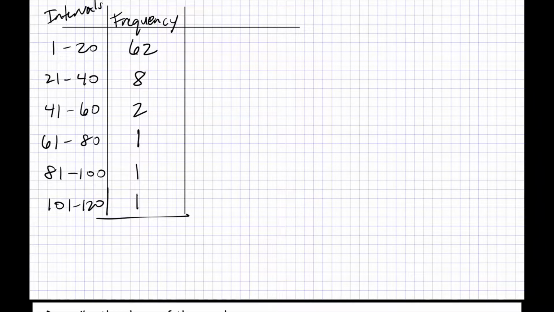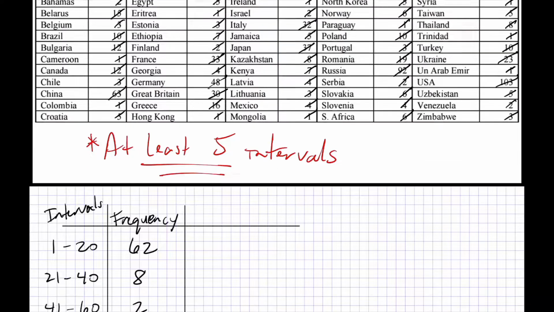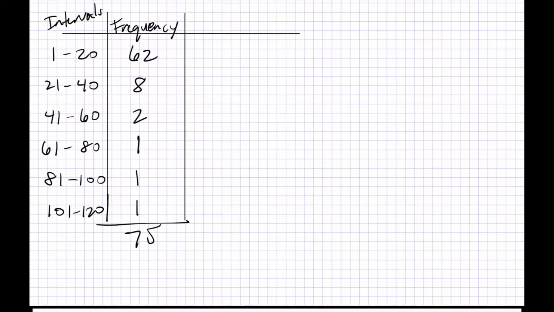Okay, so we want to add the frequencies up to make sure we didn't leave anything out or added too many. So when I add them all together, I'm going to get 75. 1, 2, 3, 4, 5, 6, 7, 8, 9, 10, 11, 12, 13, 14, 15. 15 times 5 columns. Yep, 75. Okay.